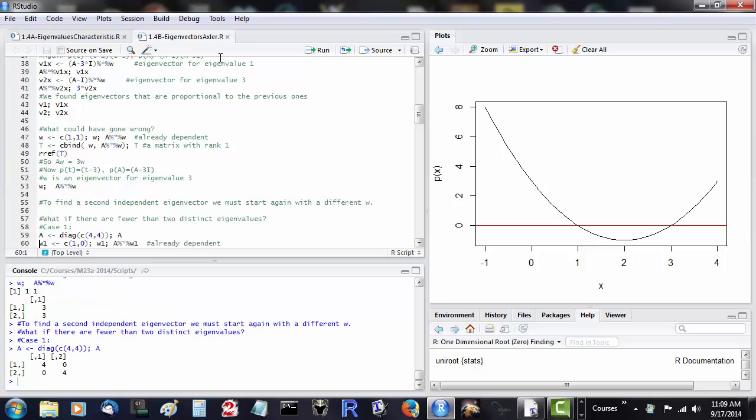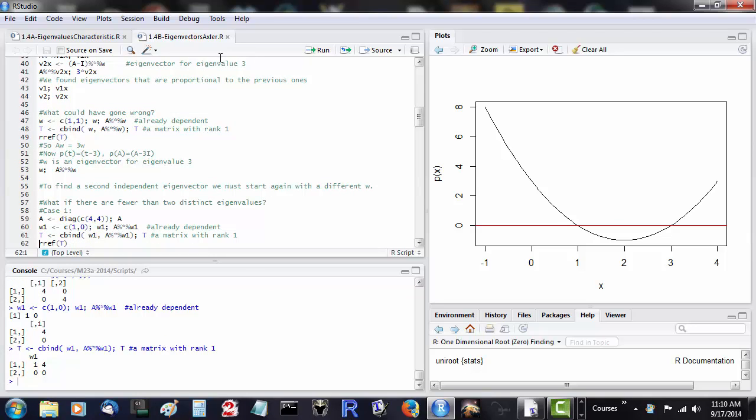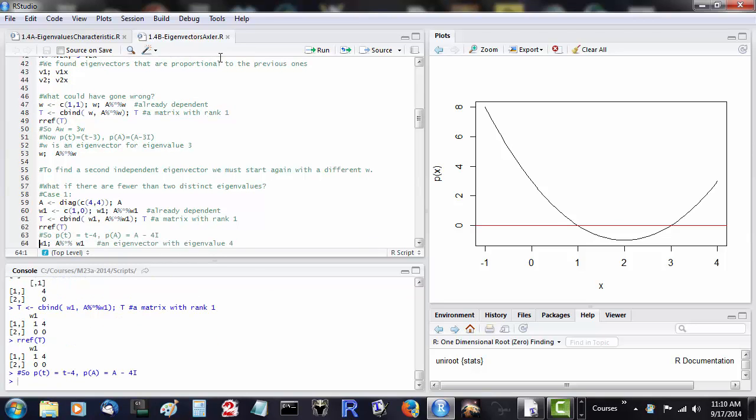Let me start by cooking up a 2 by 2 matrix that clearly has only one eigenvalue. This matrix A is 4 times the identity matrix. It multiplies any vector by 4. So the first standard basis vector is an eigenvector. It gets multiplied by 4. I could construct the matrix T and learn the same thing, but there's no big surprises here.